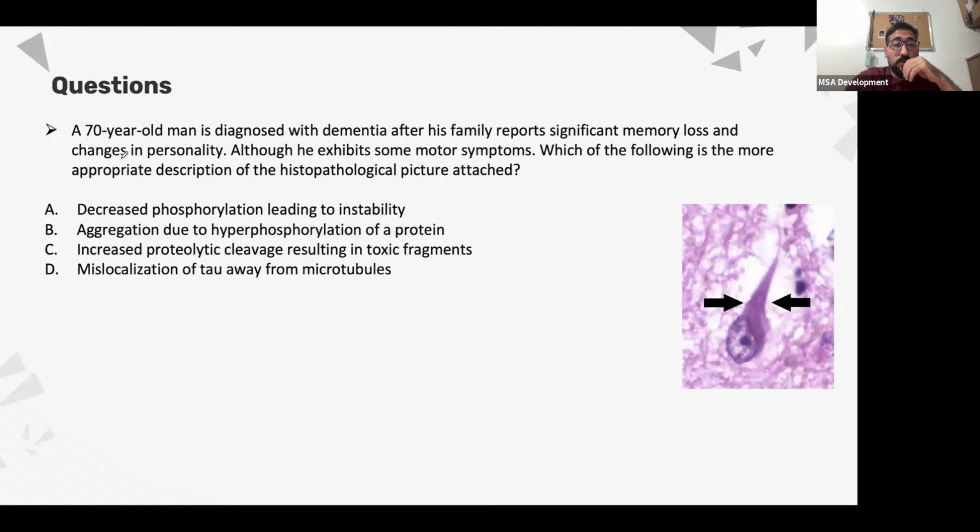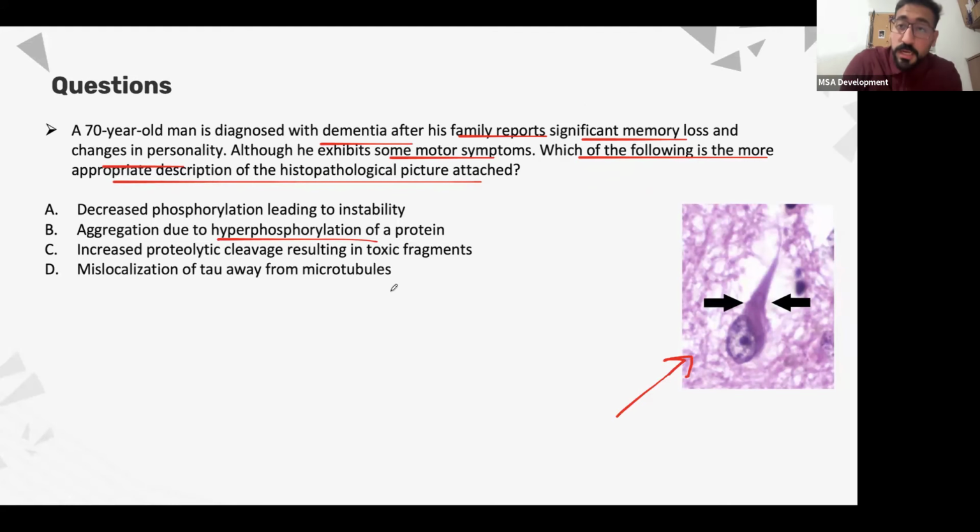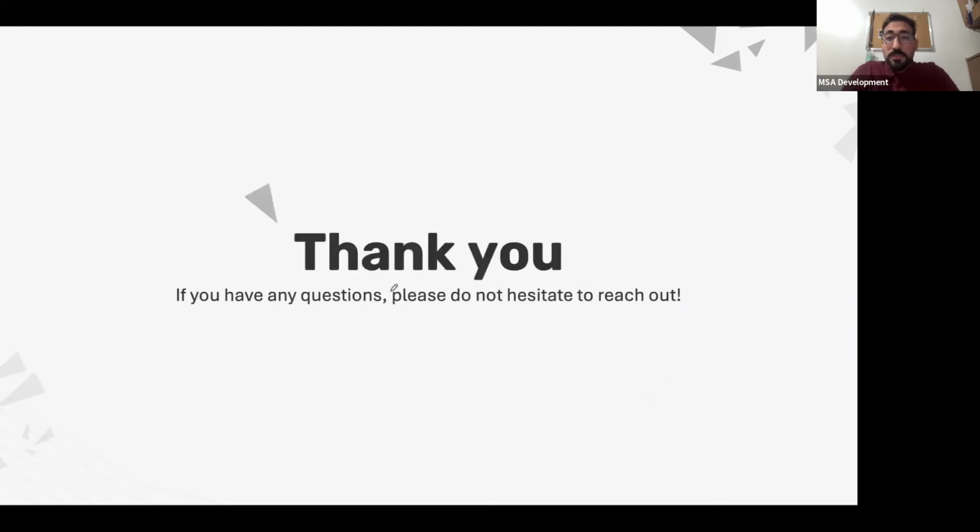Now, a 70-year-old man is diagnosed with dementia after his family reports significant memory loss and changes in personality. Although he exhibits some motor problems, which of the following is the more appropriate description of the histopathological picture? There's a problem with memory loss, and he is 70 years old, so most probably Alzheimer's disease. This picture is pathognomonic for neurofibrillary tangles, which happen due to hyperphosphorylation of a protein. What's the name of the protein? It's tau protein. So hyperphosphorylation of tau protein leads to aggregation and formation of neurofibrillary tangles, which are intracellular deposits. So this was my last question.